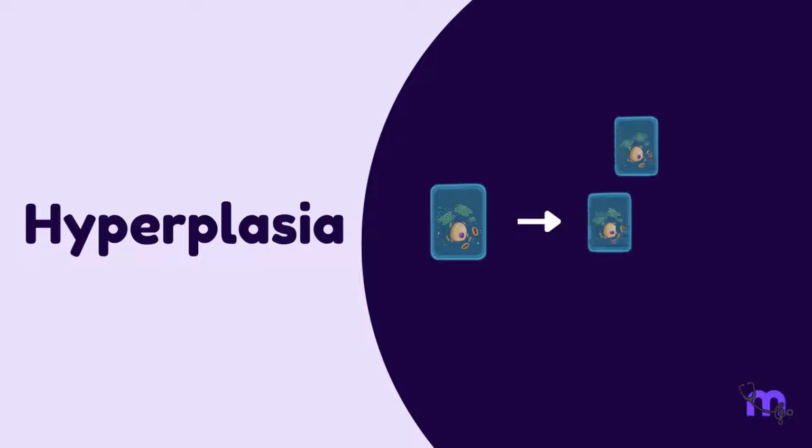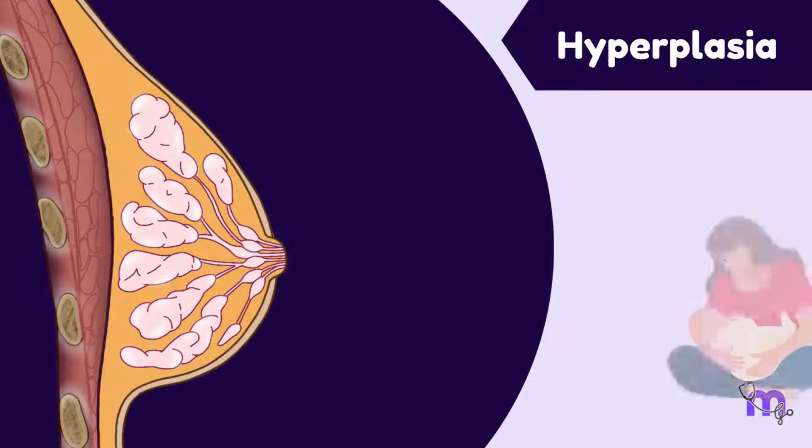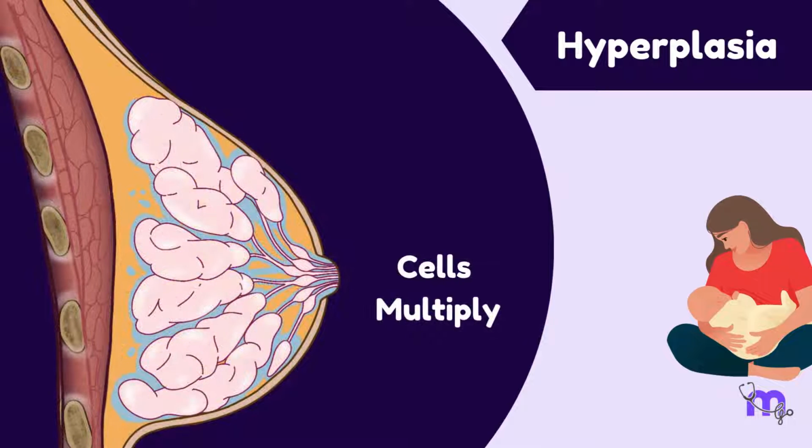Moving on to another type of adaptation, hyperplasia. It is an increase in the number of cells. Hyperplasia is promoted by either hormones or growth factors. Take the example of a lactating breast. The cells multiply in number under the influence of hormones. This kind of hyperplasia is physiological.